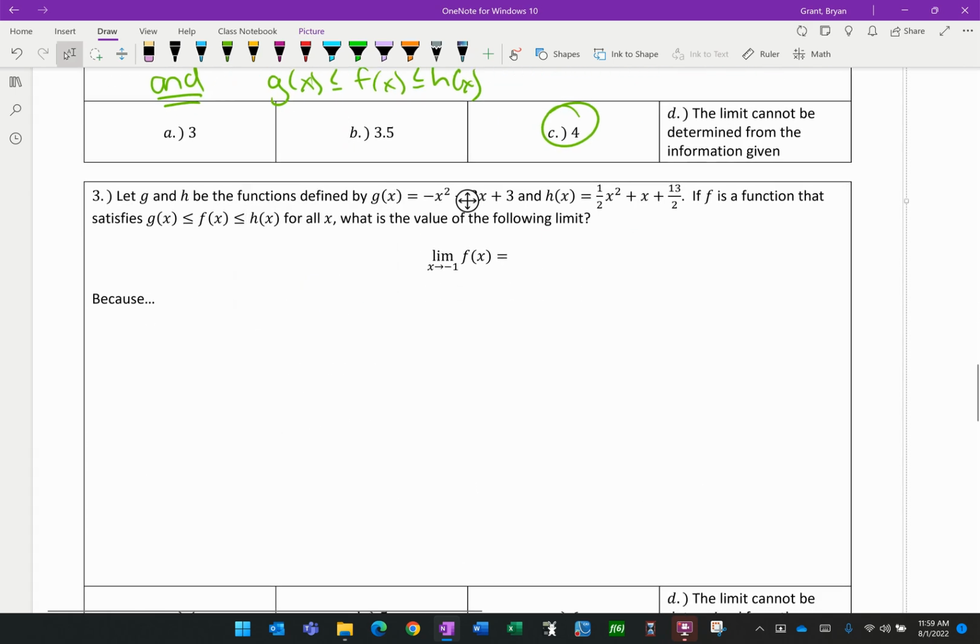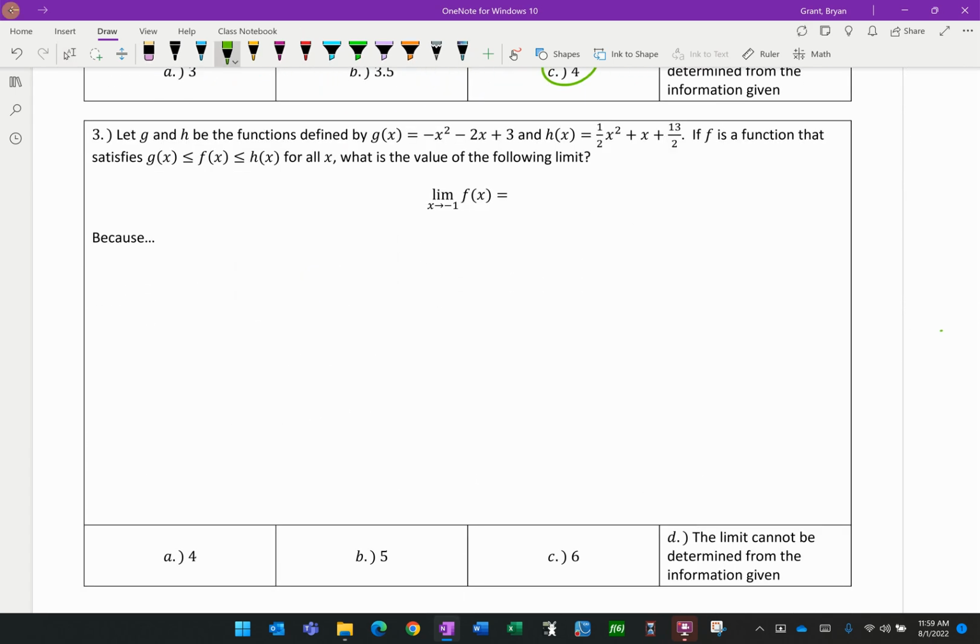Okay. Here's 3. We have g of x, h of x. We're getting the idea now. I love this. We should be just fine. So here comes g of x. The limit as x approaches -1 again of g of x equals the limit as x approaches -1 of -x squared minus 2x plus 3.